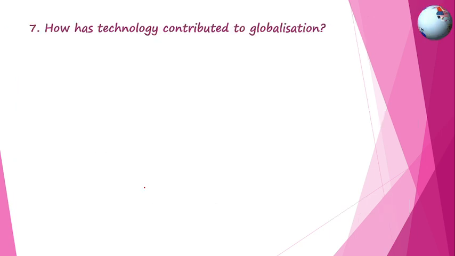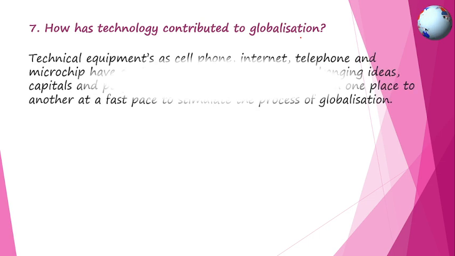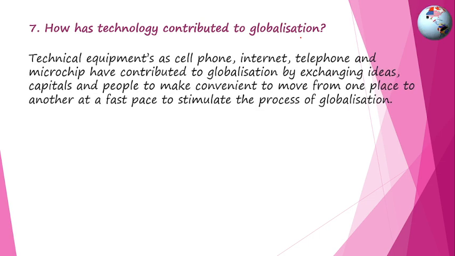Now next, this is also related to technologies and globalization. Mainly, how has technology contributed to globalization? It means, what are the contributions of technologies in globalization? Technical equipment such as cell phones, internet, telephones, and microchips have contributed to globalization by exchanging ideas, capital, and people, making it convenient to move from one place to another as fast as possible, to stimulate the process of globalization.